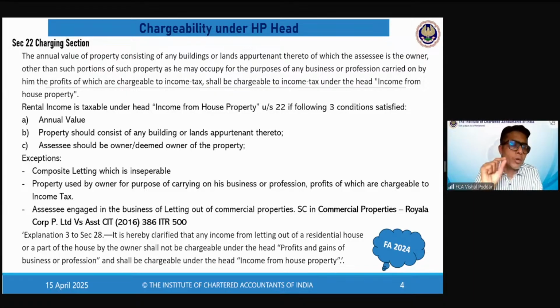So for this third point, you have to be very clear. First, check whether you are in the business of giving properties on rent. Only then you come to this third exception. Second, if you are in this business, then check whether your property is commercial. If yes, your rental income goes to the PGBP head. If your property is residential, then your rental income comes to the HP head. This is how we apply this exception.